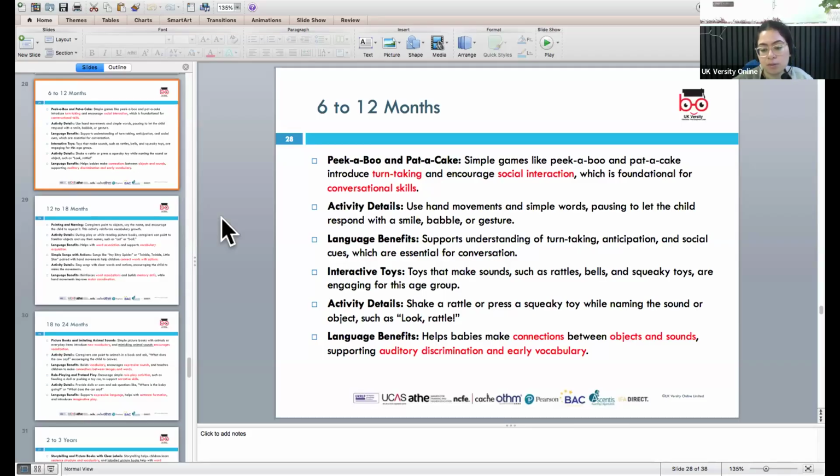This helps them remember sounds, label these sounds, also helps them label objects around them, and it can help their vocabulary grow. So the language benefits would be that it helps babies make connections between objects and sounds, and it supports their auditory discrimination and early vocabulary. Make sense? Okay.